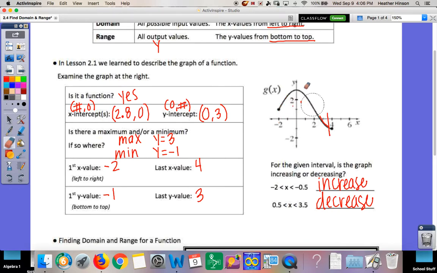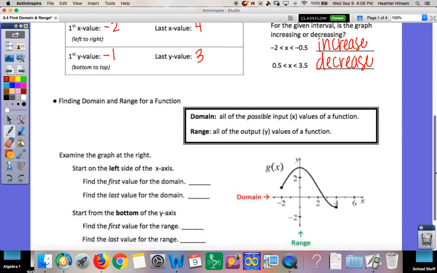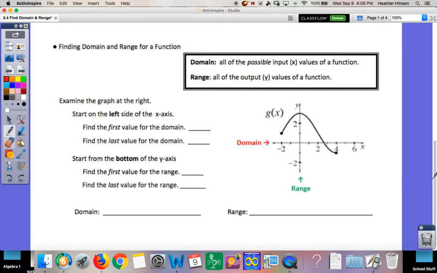Okay, so we're going to use quite a bit of that to do domain and range. That was just our review. For domain and range, again, domain is going to be your x values, and range is going to be your y values. So for x, we're going to do what we did on that graph at the top. We're going to start with the first value, and we're going to start on the left. We always start on the left.